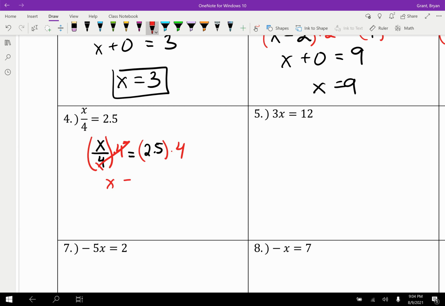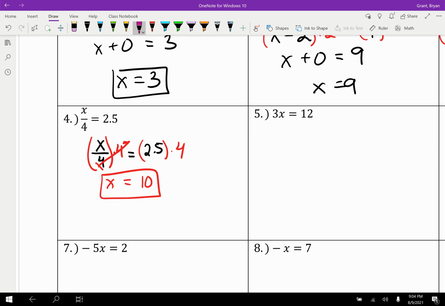4 times 2.5 can be intimidating, so let's do 2 times 2.5 first. $2.50 doubled is $5. Double that again, and you will find that 2.5 times 4 is 10. And we're set. Undo the division with multiplication.